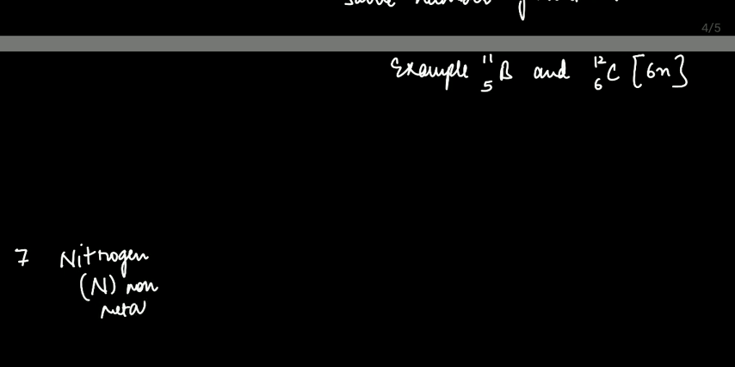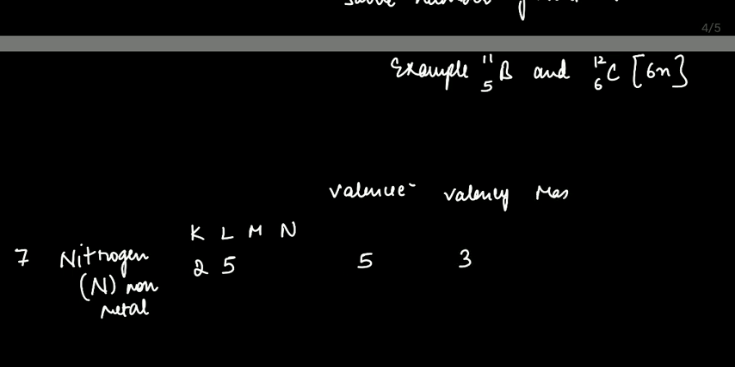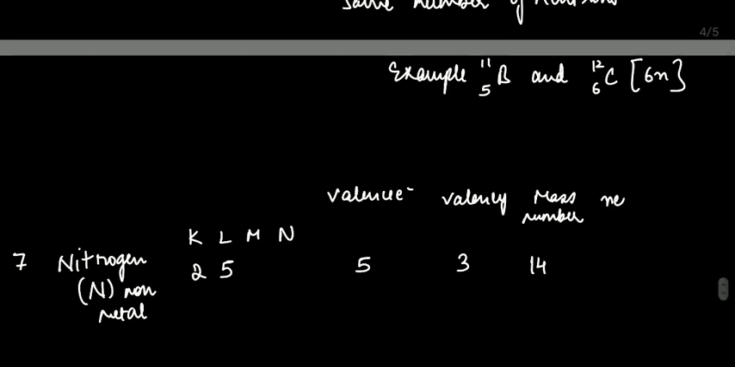It's a non-metal. So the electronic configuration is going to be 2, 5. Out of 7, 2 are going to be filled in K, 5 electrons are left. So the valence electrons are 5. So valency is 8 minus valence electrons, that is 3. Mass number is 14. Then we have the number of neutrons: 14 minus 7, 7 neutrons.